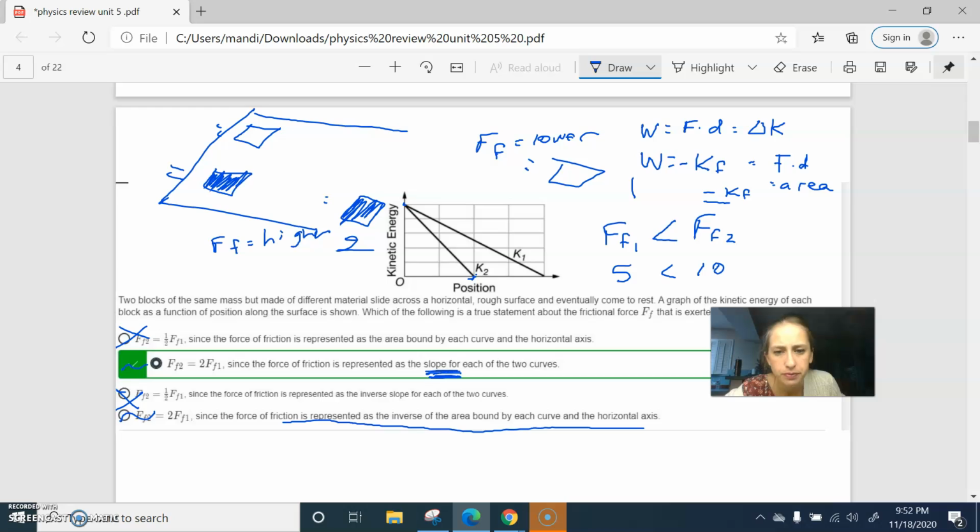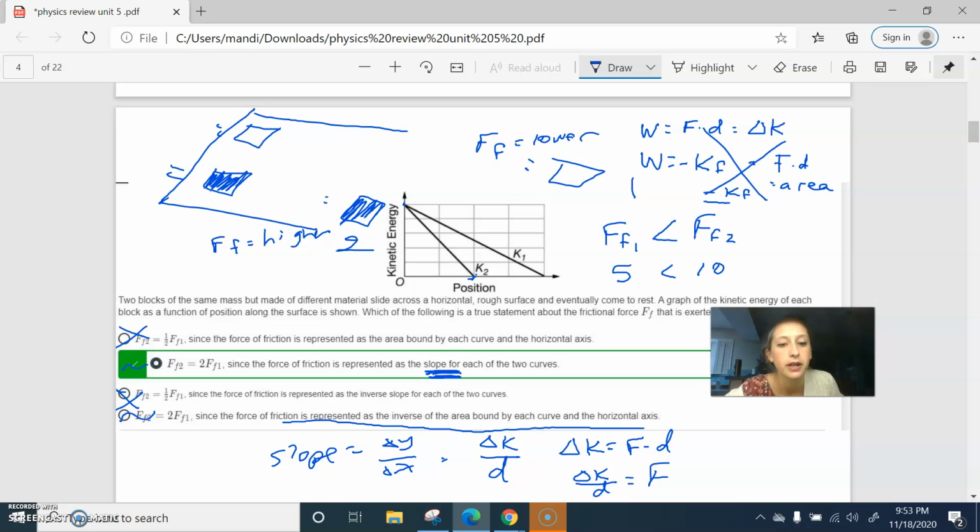The slope. Slope, so slope is change in y over change in x, which means change in kinetic energy over position, call that distance. What? Kinetic energy equals force times distance. Kinetic energy over distance, that equals the force. Oh, force times distance is the area. But we're just looking at the force. Okay, this is wrong. This is right. Change in kinetic energy over the distance, that gets you your force.